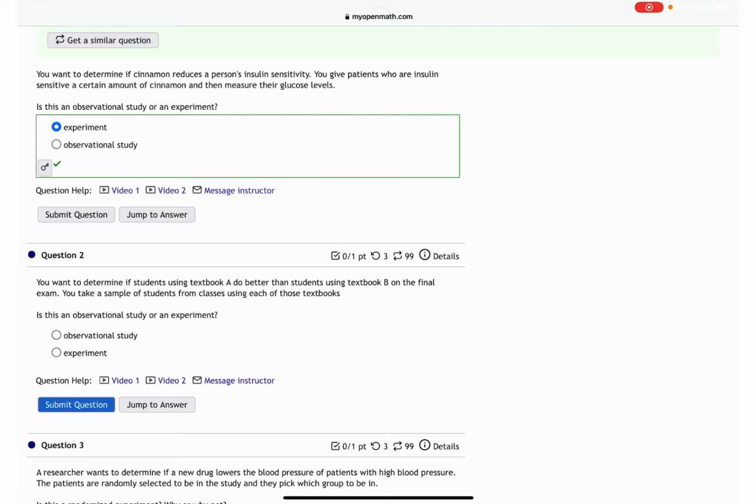Let me read one more time. Students using textbook A do better than students using textbook B on the final exam. That's what we need to know. You take a sample of students from classes using each of those textbooks. Yeah. So we don't put any effort. Whoever chose whatever, we just pick the sample and collect the results. So we observe it. Okay, that's what I would put there.